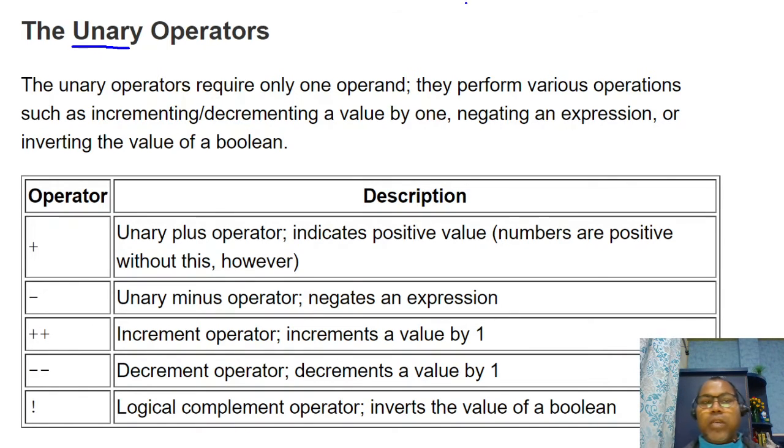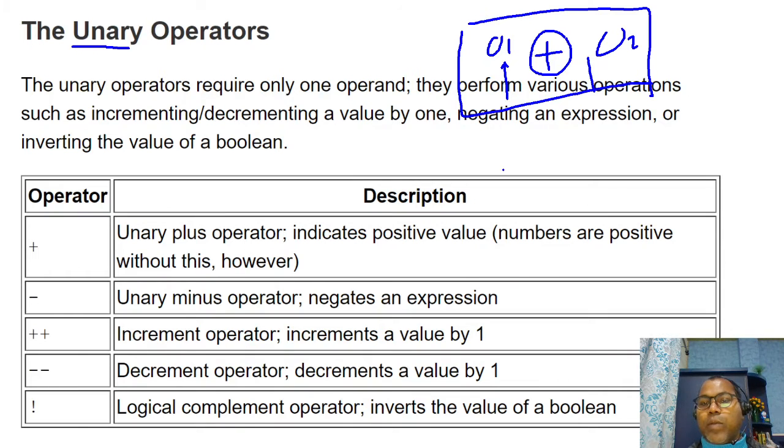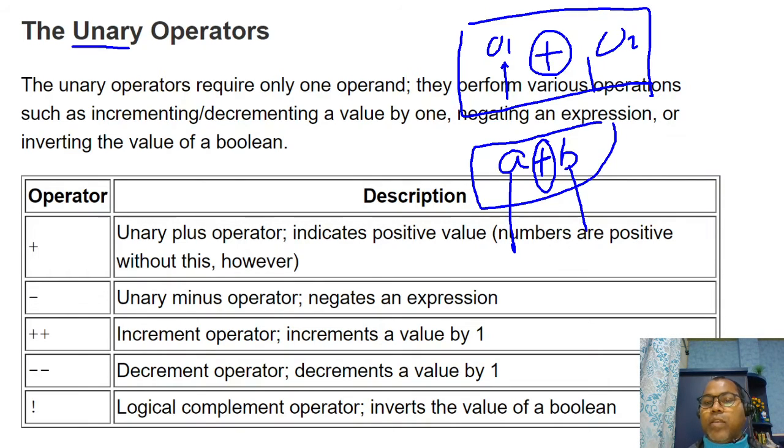Previously, binary means if your operator takes two operands, operand 1 and operand 2, then this is known as a binary operator. Like a plus b, the plus is a binary operator. To evaluate a plus operator, you need two operands. This is your multiplication binary operator, division binary operator.